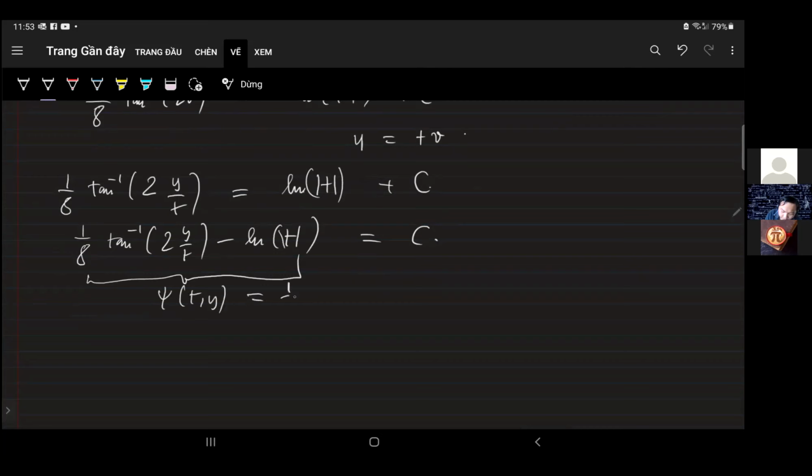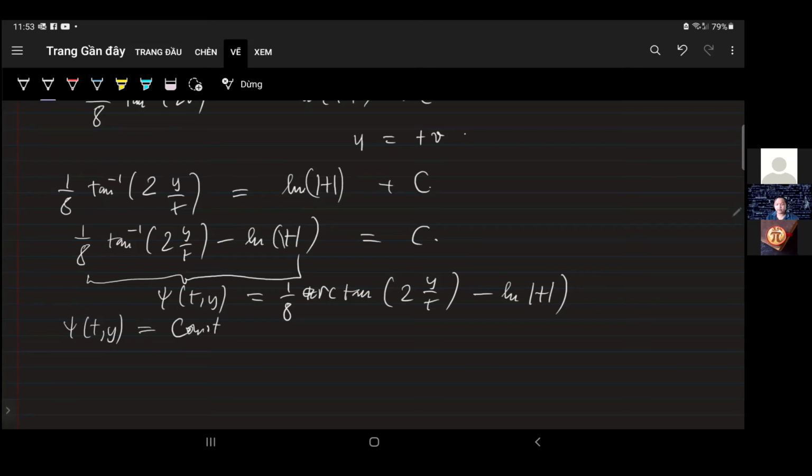So this is your implicit form. The solution for the implicit form is 1/8 of the inverse tangent of 2y over t minus log of absolute value of t. Okay. And what does it mean? Maybe I forgot to mention it. What does it mean by implicit form? It means that you have a family of solutions, where this expression of t and y equals some constant, right? So that is a solution for that equation.